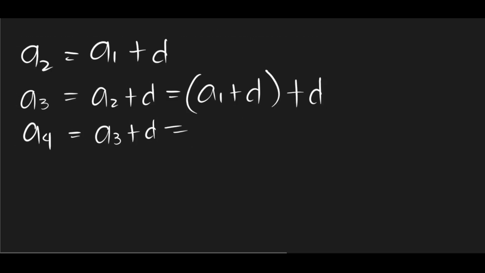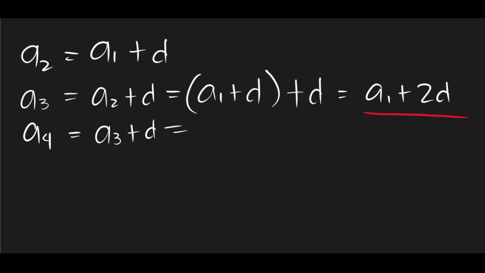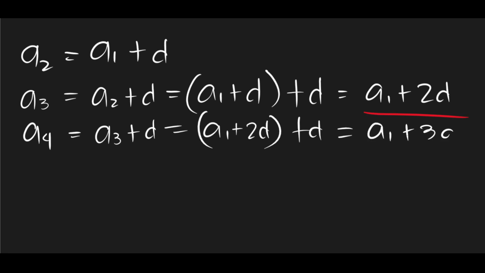So this is equal to a1 plus 2d, right? We know that our a3 is equal to a1 plus 2d. So we can also write a4 as a1 plus 2d plus d. What will we get? If we add this d and 2d, the like terms, we get a1 plus 3d.